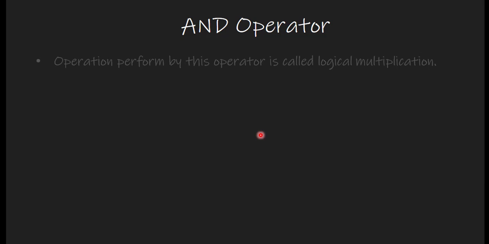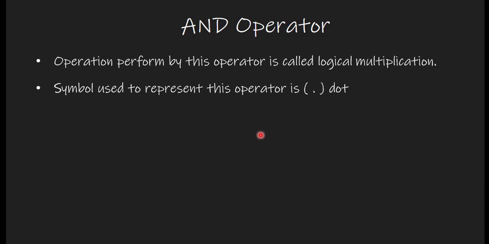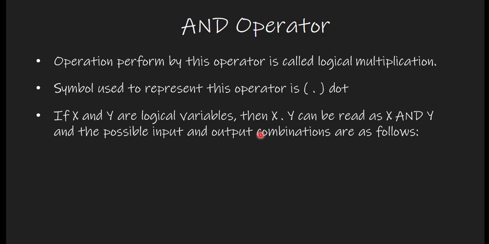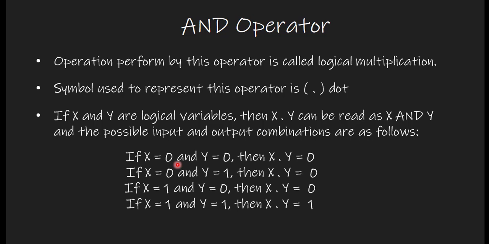Let's move on to the AND operator. The AND operator performs logical multiplication, and it is represented by a dot. If x and y are logical variables, then x and y can store either 0 or 1. Then x dot y will represent x AND y. When the value of x is 0, y can take the value either 0 or 1. This is shown in the first two lines. And when x has the value 1, y can take the value either 0 or 1.